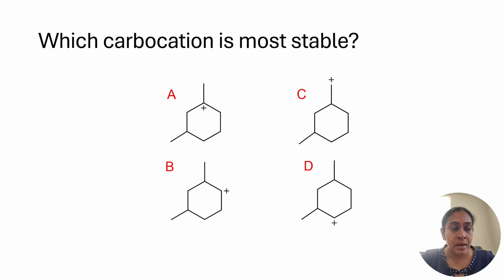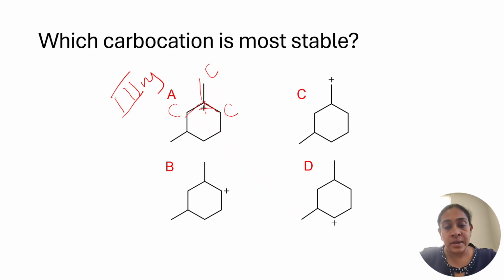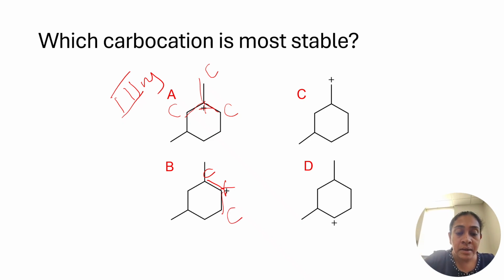In structure A, the positive charge is located on the ring carbon right here. And it has a methyl substituent and a ring carbon and is also connected to another ring carbon. So basically, in structure A, we have a tertiary carbocation. If we try to understand what is happening in structure B, we see the positive charge in here. And that positive charge is connected to 2 R groups, or 2 carbon groups, making the carbocation in structure B a secondary carbocation.